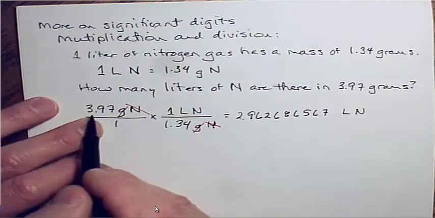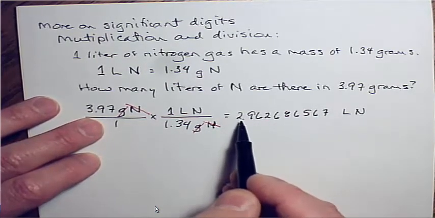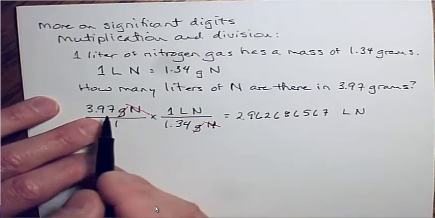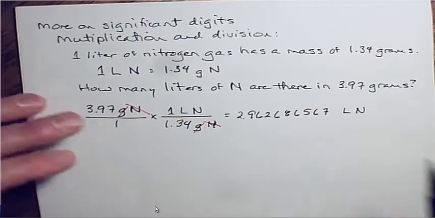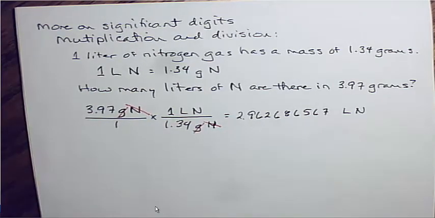So what we found is that this number of grams of nitrogen is equal to this number of liters of nitrogen. The problem is this number only had 3 digits and this one only had 3 digits. How can we have this, whatever that is, 10 digit long number? That doesn't make sense really when you think about it. That's too many digits. Not all those digits are significant.